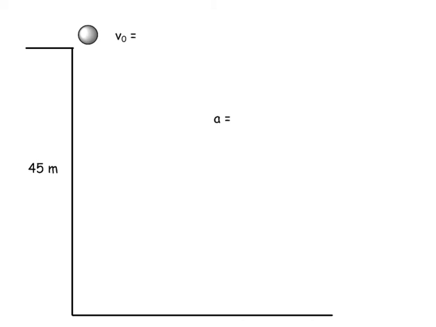Here's an example problem where a sphere is 45 meters off the ground, and we're going to drop it from rest. When we drop it from rest, that means that the initial velocity is 0 meters per second. And because this is a freefall problem, we also know that the acceleration is negative 9.8 meters per second squared.